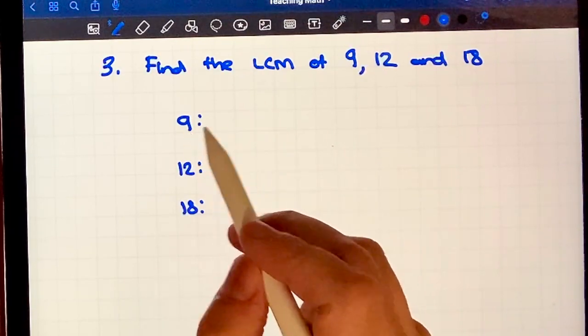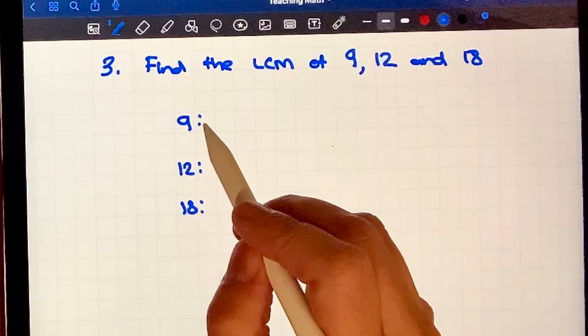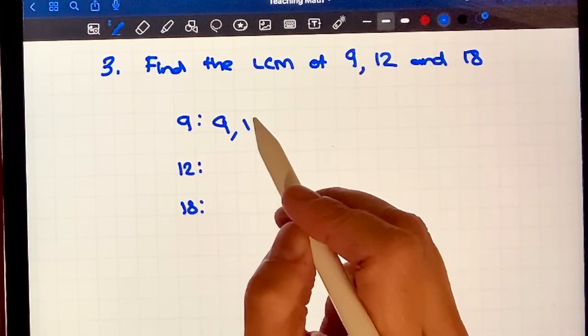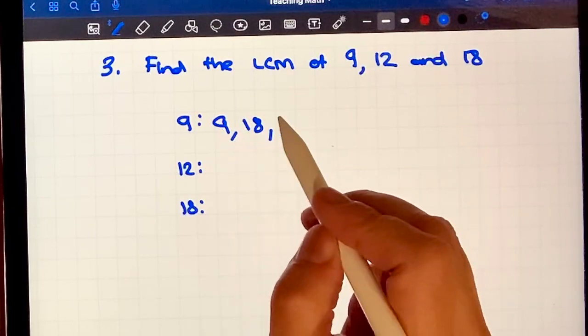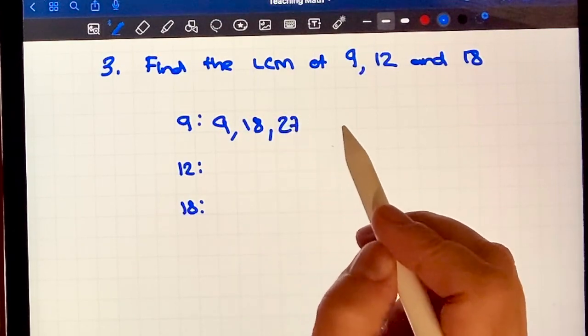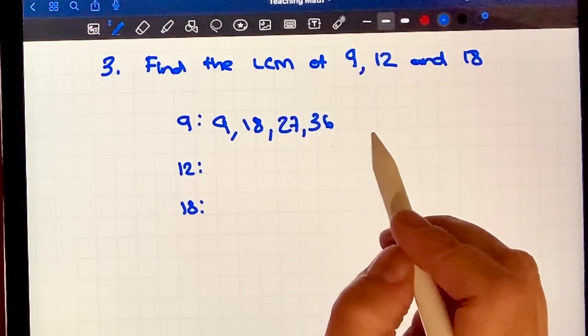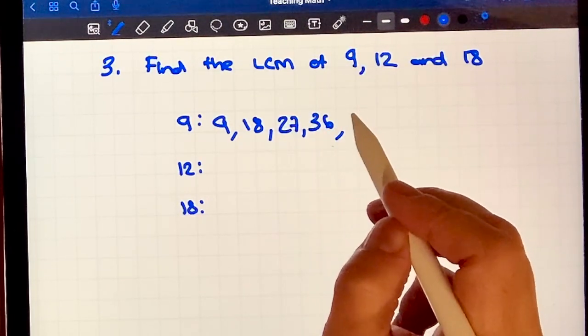So let's get into our 9 times table. 1 times 9 is 9. 2 times 9 is 18. 3 times 9 is 27. 4 times 9 is 36. 5 times 9 is 45.